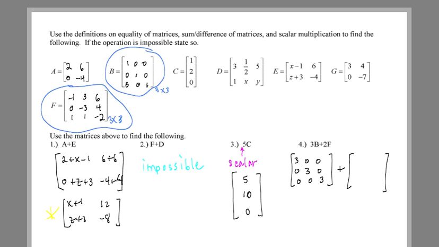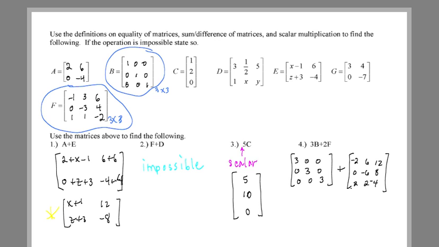So F times 2. Everything in here times 2 would give me negative 2, 6, 12, 0, negative 6, 8, 2, 2, 4. Let me go back and check it. Everything here by 2. Negative 2, 6, 12, 0, negative 6, 8, 2, 2. Woohoo! Lost a sign. Negative 4.